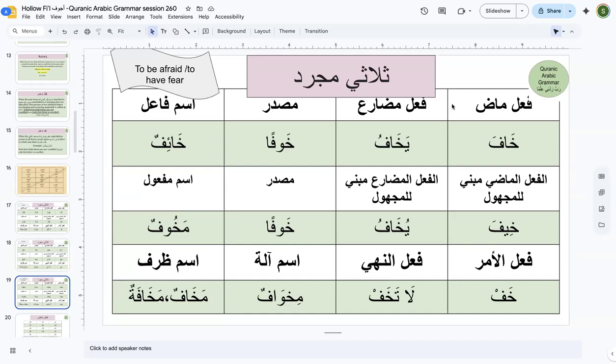In the word yakhafu, we just covered it. So everyone should be able to tell me that there is an application of rule number three. And I'm going to leave you here with this khafa yakhafu, and inshallah we are going to cover ajwaf in the upcoming session on Saturday, inshallah.